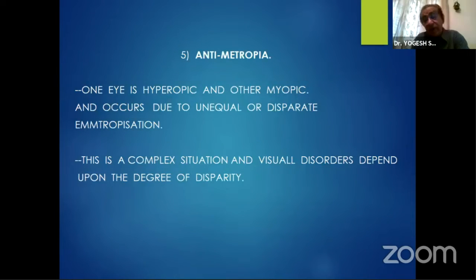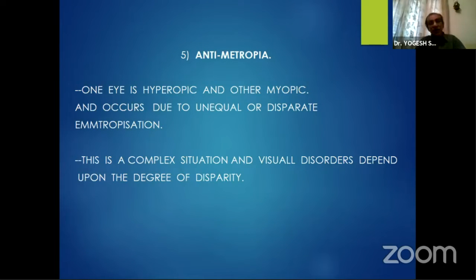Now, antimetropia. What is antimetropia? It is not given in books, but it is there. It is now coming in vogue. One eye is hyperopic and one eye is myopic. That is antimetropia. It occurs due to unequal or disparate emmetropization. Means because of the disparate emmetropization, one eye remains hyperopic, the other eye may develop myopia.